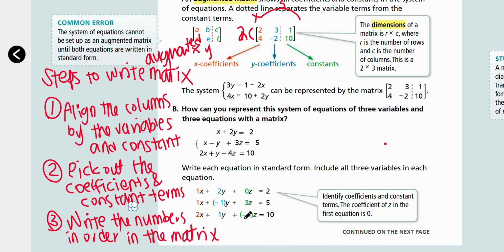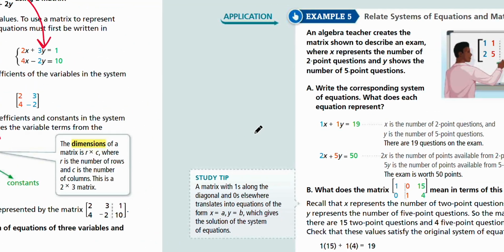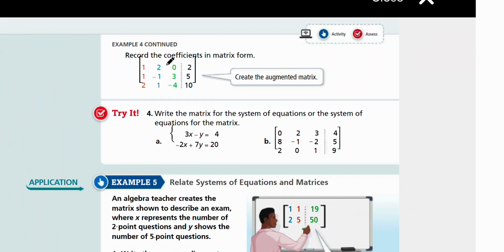Let's see how this system of equations will look in a matrix. You will see 1, 2, 0, 2, 1, negative 1, 3, 5, 2, 1, negative 4, and 10. Don't forget the negatives if you have a subtraction. So it should look like this. The graphic is a little bit off, but you should have 1, 2, 0, 2, 1, negative 1, 3, 5, 2, 1, negative 4, and 10.